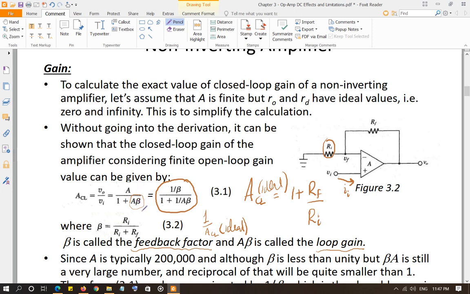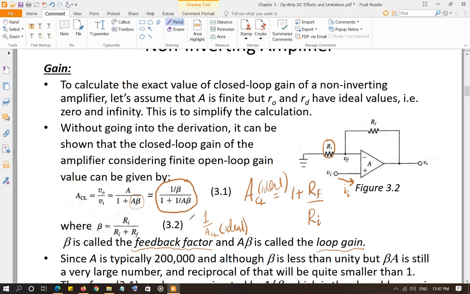A times beta is going to be a very large number. Assume A is 200,000 and beta is 0.1 or 0.01. It is still going to be 20,000 or 2,000, whatever the value is. So 1 over that value is going to be quite a bit smaller than 1. If we ignore this value with respect to 1, the denominator is just going to become 1, and your closed loop gain is going to become 1 over beta. What is 1 over beta? 1 over beta is ACL ideal, Ri plus Rf divided by Ri, which is this thing.